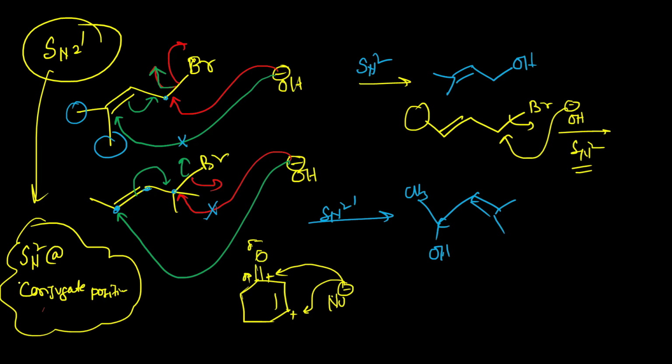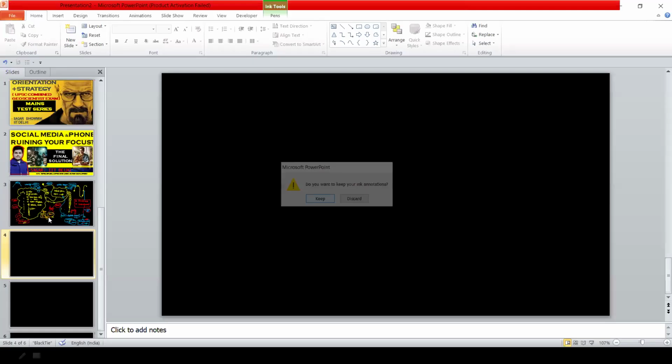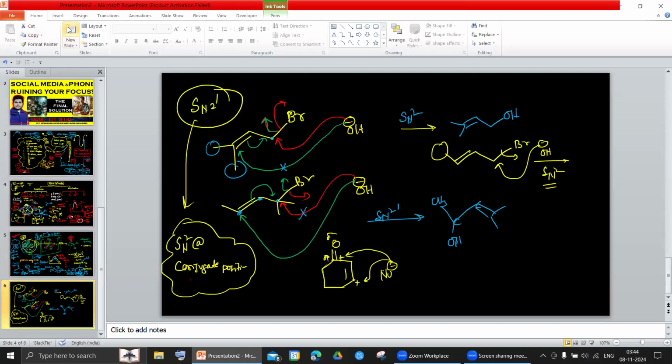Now the next reaction is our SNGP, SNi. My slide has ended, so I have to add one more slide here. Now our topic is SNGP. NGP means neighboring group participation.